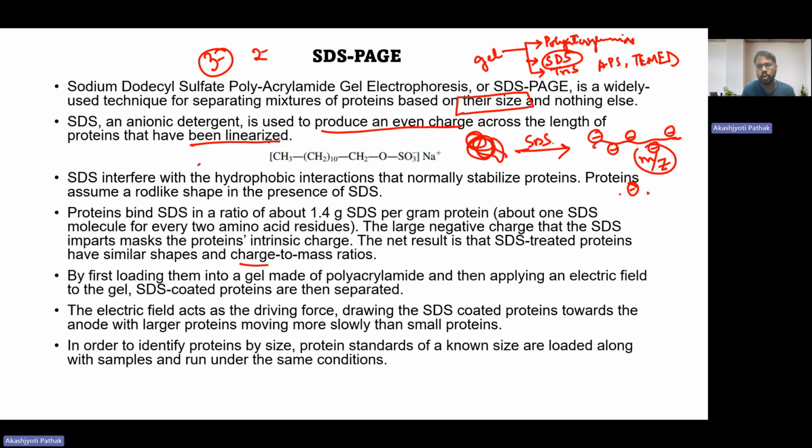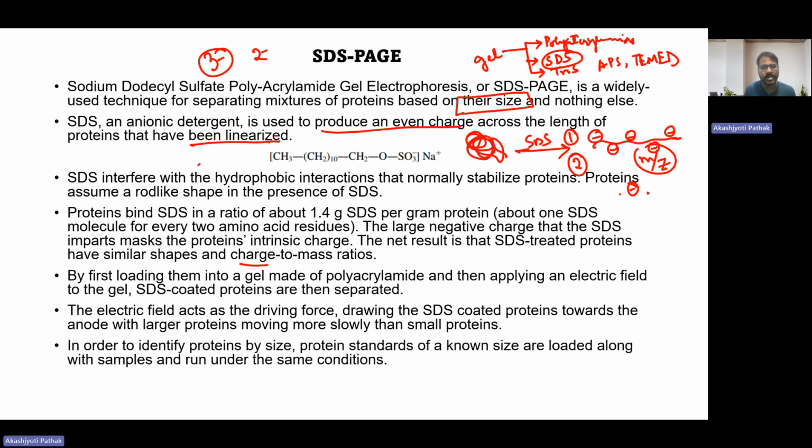So your SDS is serving two purposes. One is that it is linearizing the protein, so the shape of the protein is getting eliminated because all the proteins now have a linear shape. The second factor that is getting eliminated is the charge, so all the proteins are going to have a uniform charge. So it is eliminating these two factors, and as a result, when we are doing an SDS PAGE, the protein is getting separated only on the basis of the size of the protein or its mass.